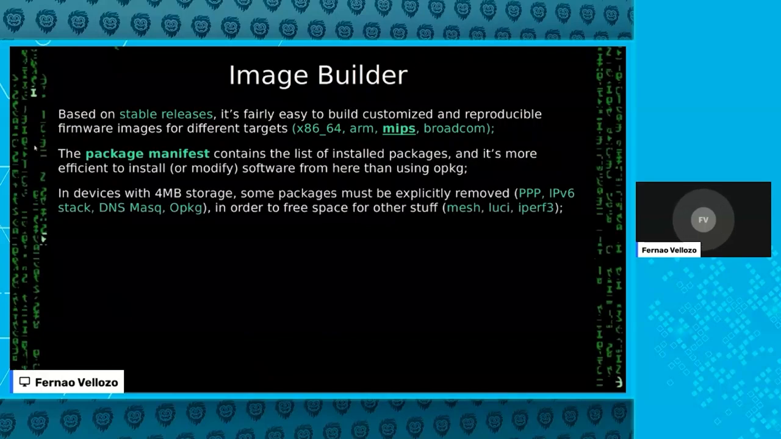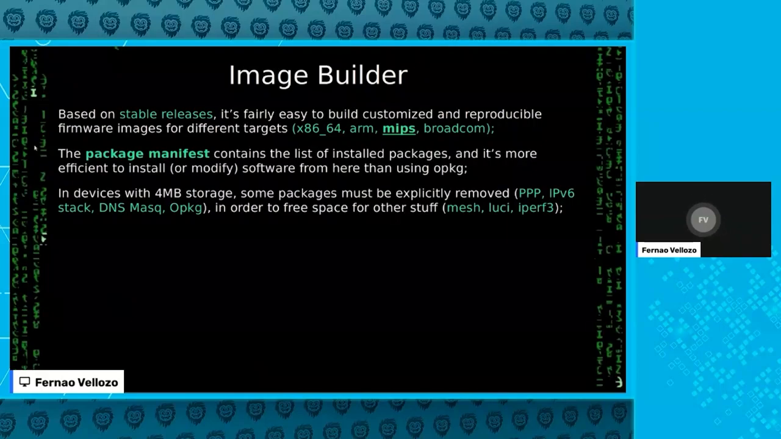So we manipulate the package manifest, and that allows us to install software in a manner that's more efficient than using the package manager. The initial storage space is put to better use, so we can squeeze more software in there than using opkg. And on these devices with 4 megabytes of storage, you should be aware that some software has to be explicitly removed, such as point-to-point protocols and IPv6. We can make a flavor that has no IPv4, but that's for those crazy loons who know IPv6 already. I'm not one of them.